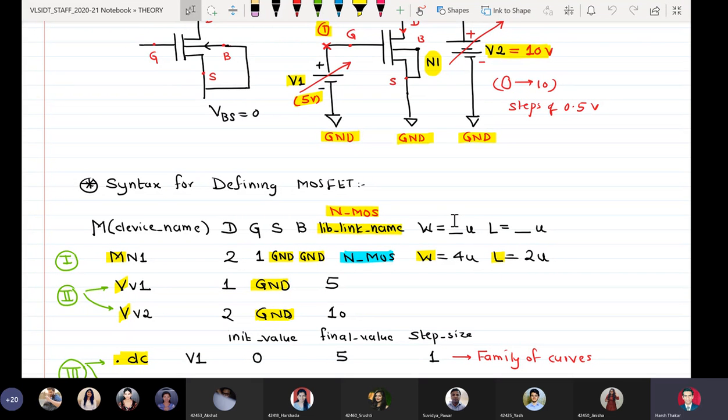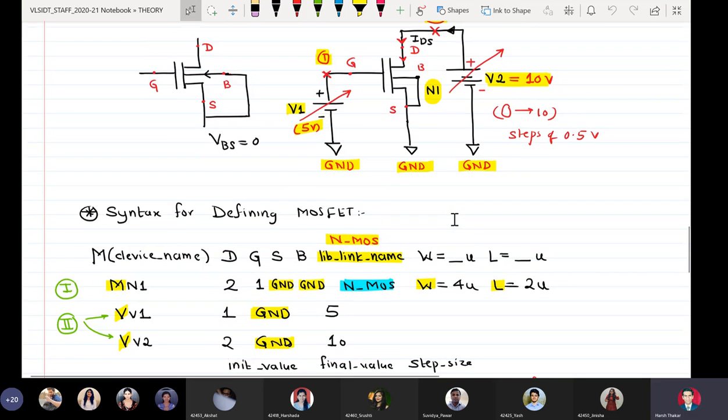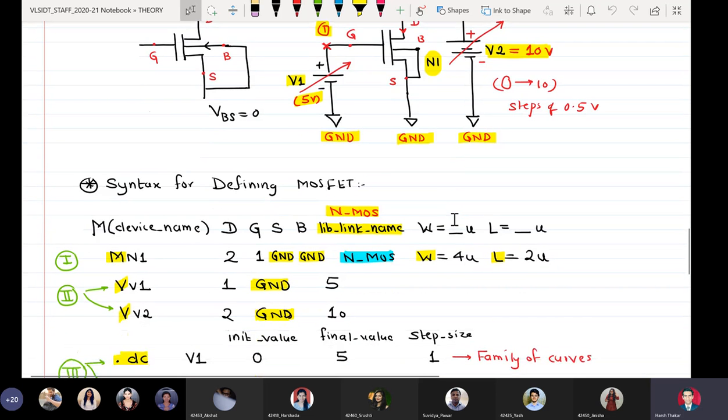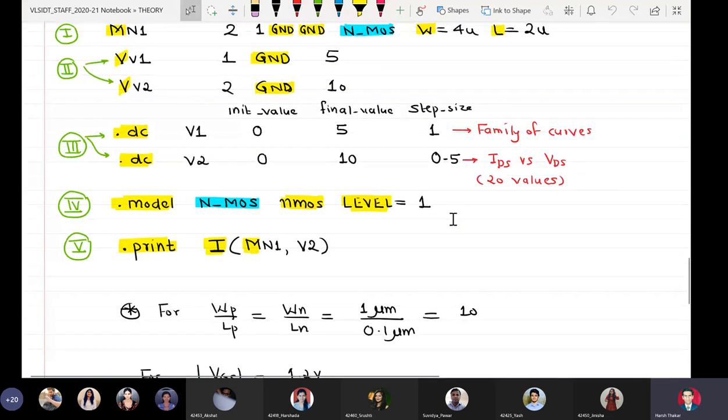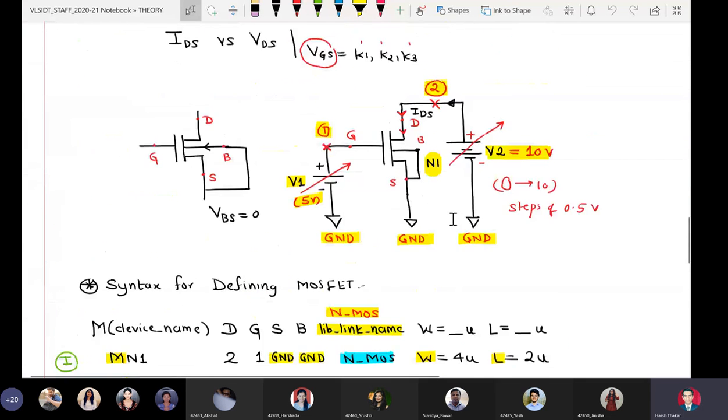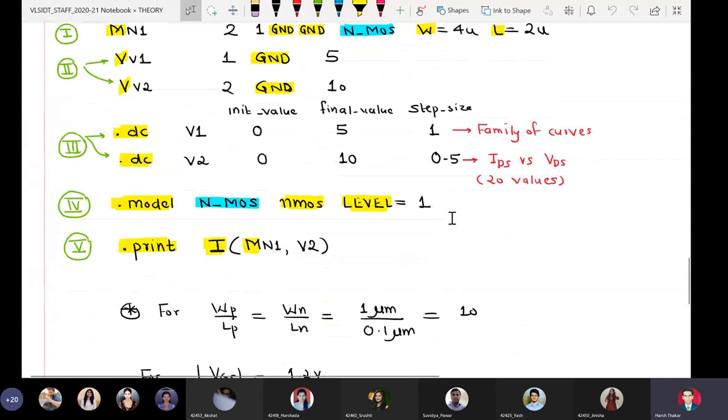So all powers spanning 10 raised to plus 12 to 10 raised to minus 15 are considered in the language. Then we have defined the DC sources V1 and V2. Then we have linked. So the syntax for defining the model files is the directive .model space library link name space library name and level.